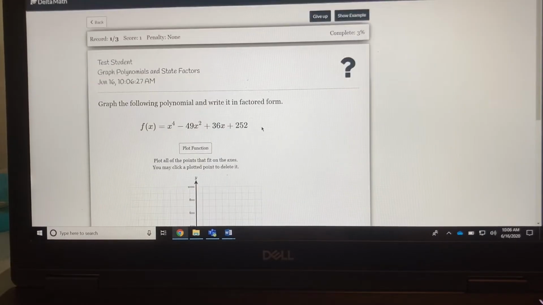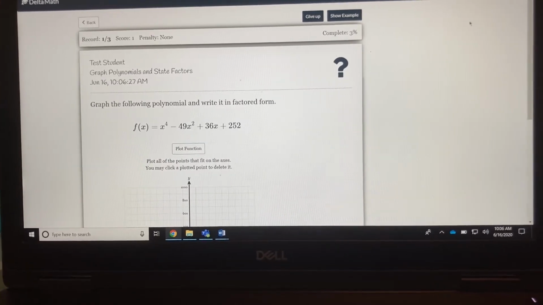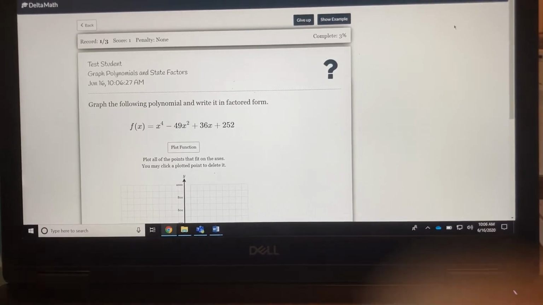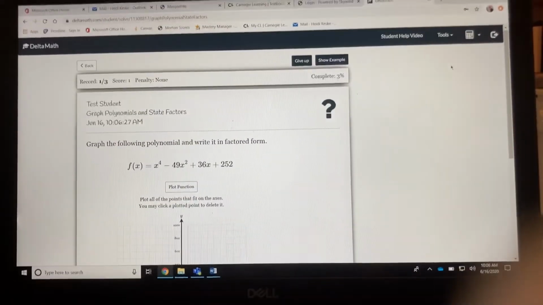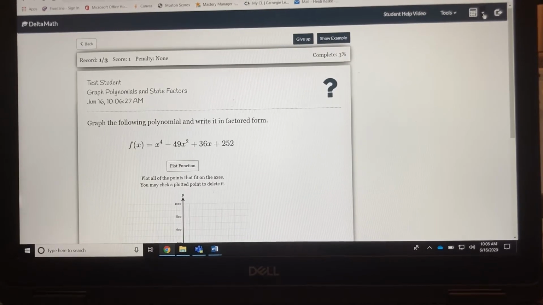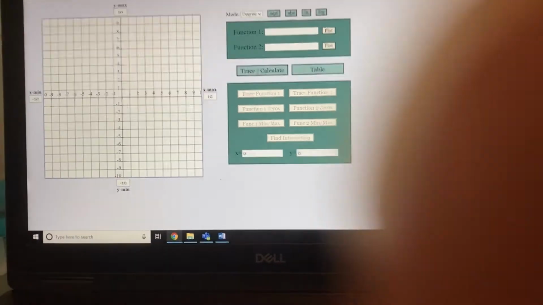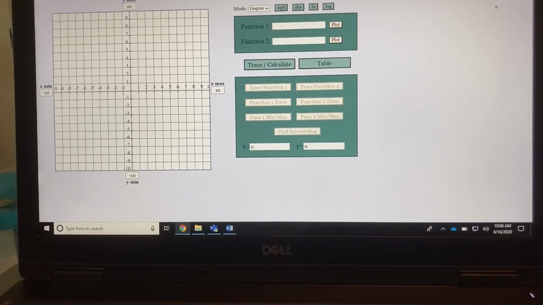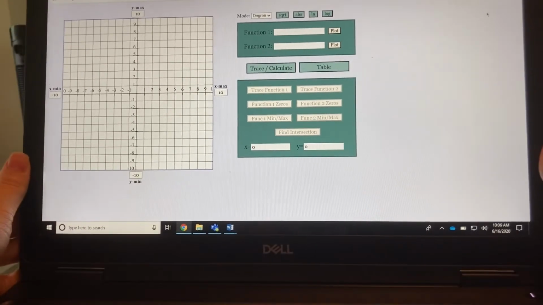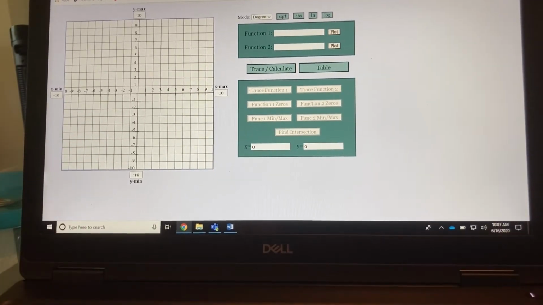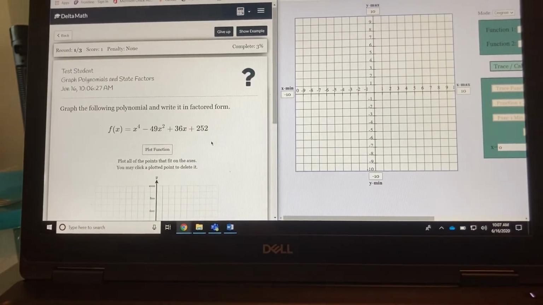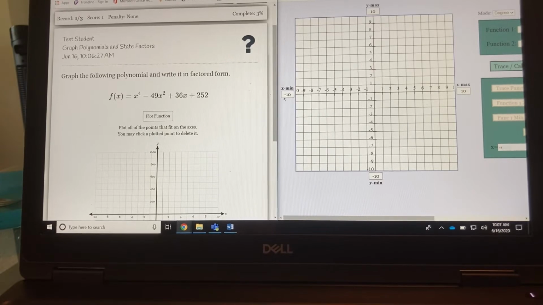Now, what's going to help you with this is using this calculator feature, which you can not really see. So if you come up here to the little thing that looks like a calculator and click graphing calculator, it's going to open up this graphing calculator for you. And this is going to be really helpful in graphing this. So my suggestion would be to split these windows up so that you can see the question and your graphing calculator at the same time.